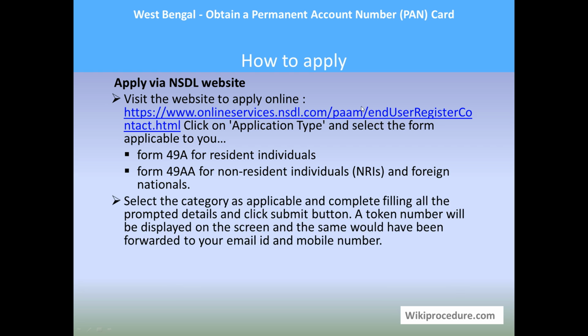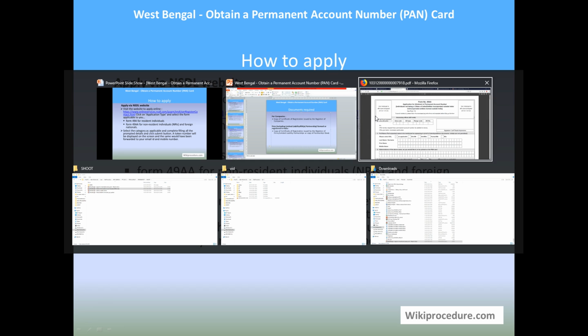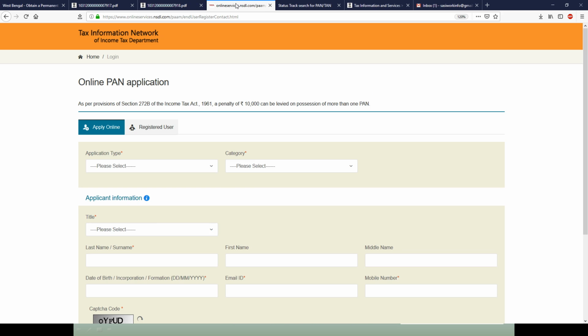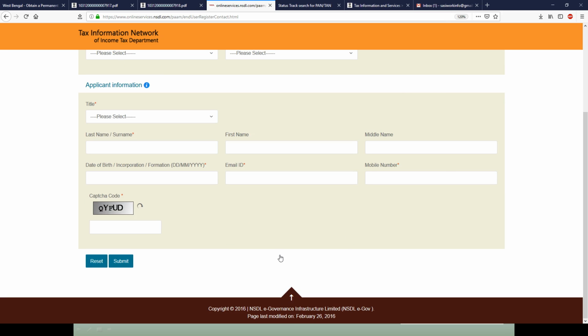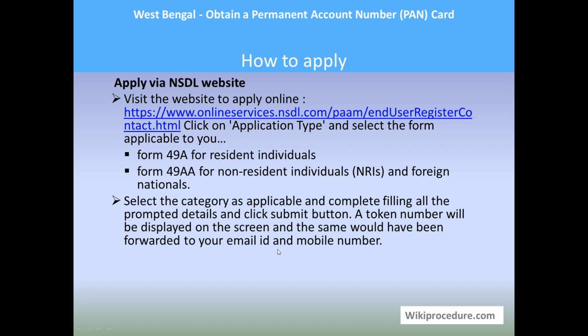Let us see how to apply via the NSDL website. Visit the website to apply online. Use this link to reach the online portal. So I will show the NSDL online portal. Here you have to enter all the prompted details, and if they are asking for any documents to be uploaded, please upload them. Click on the application type and select the form applicable to you.